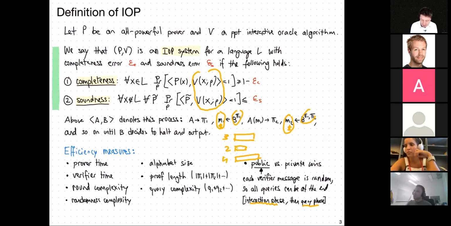It's a good question by Amit. Is it possible that the next message of the prover depends on the queries? So the prover doesn't sort of see the queries, right?